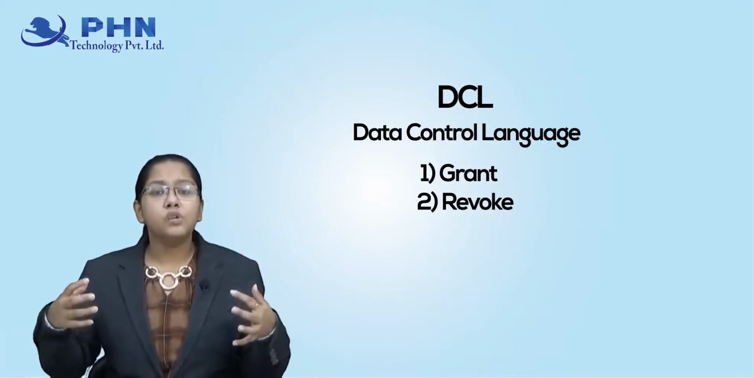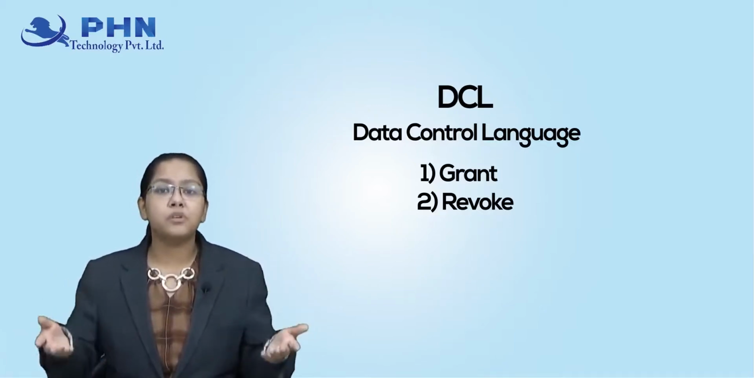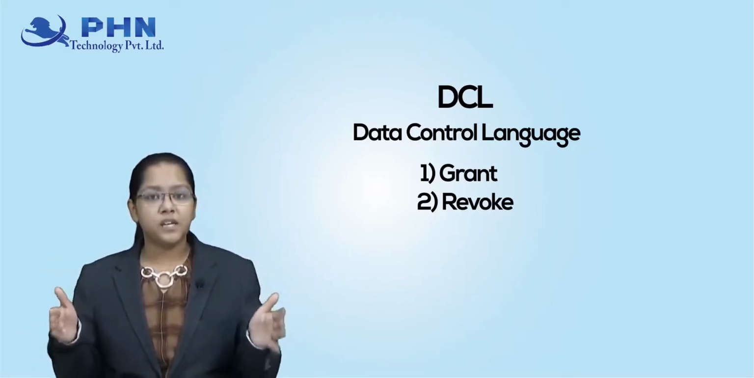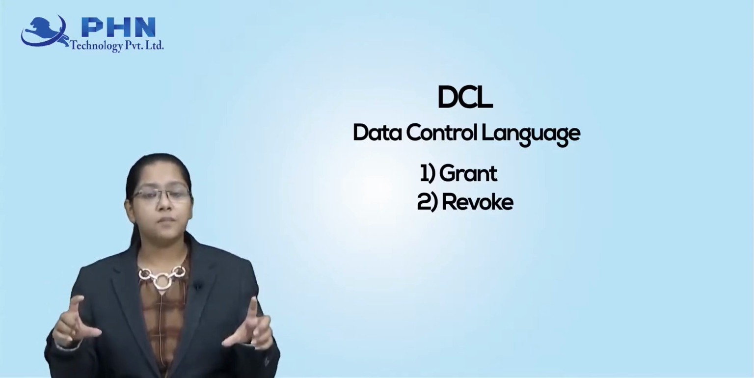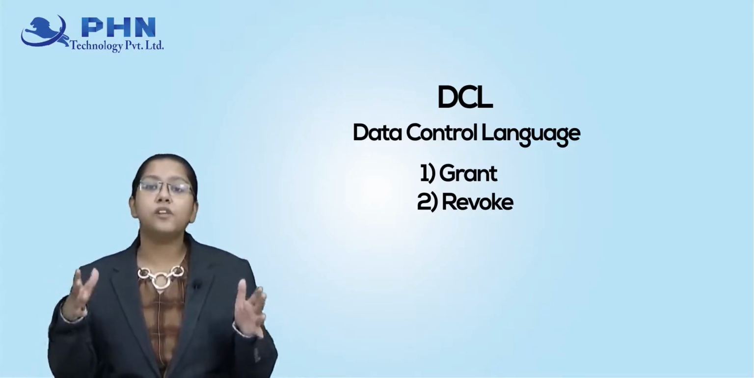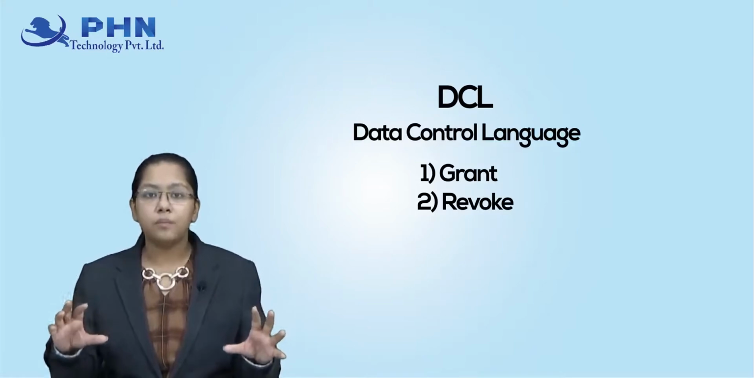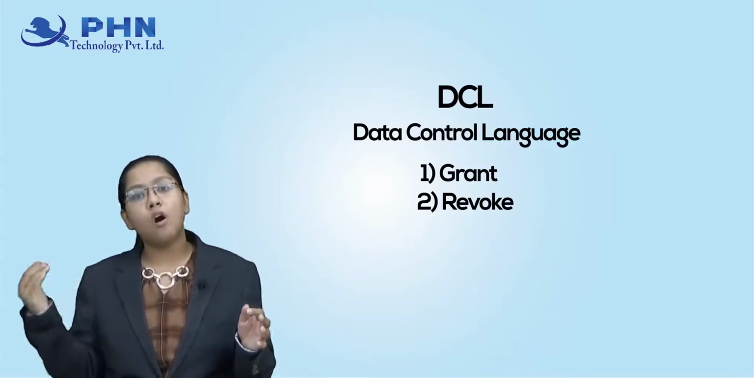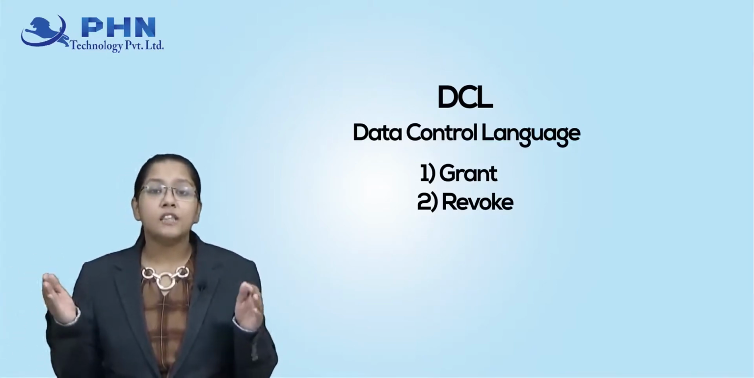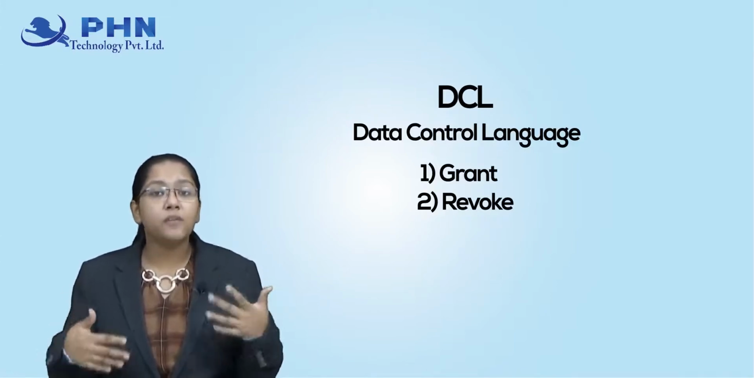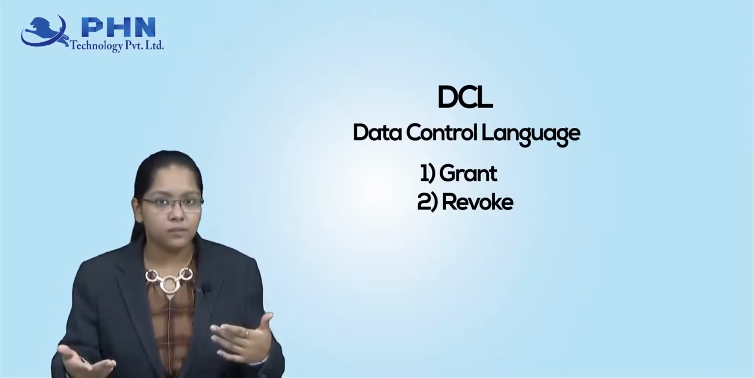Grant means what? You need to give permissions, meaning yes, this is my table, this is my data, and this table will be visible to you. It will be public basically. It will be public means what? It will be visible to all of the users. Then I am giving what? I am giving it permission.